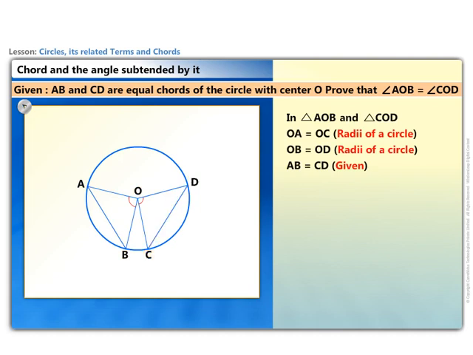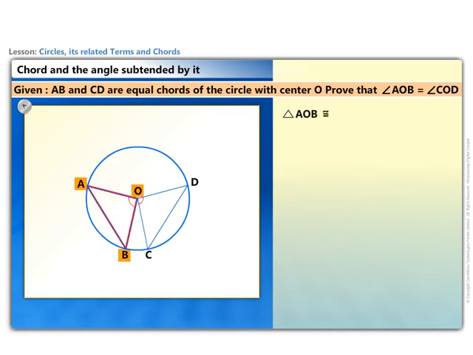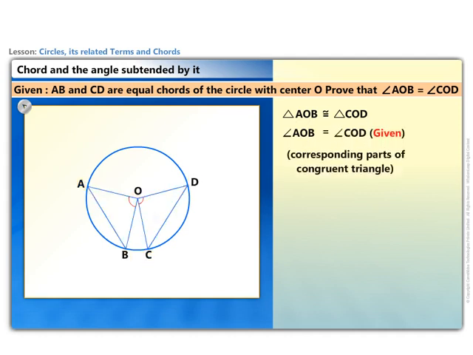Given, if three sides of one triangle are correspondingly equal to three sides of the other, then the two triangles are congruent. This is SSS congruency criterion. Therefore, triangle AOB is congruent to triangle COD. So, angle AOB is equal to angle COD as they form corresponding parts of congruent triangles.